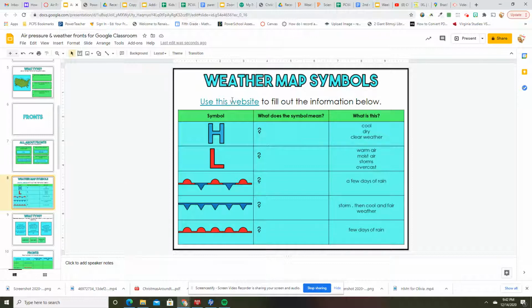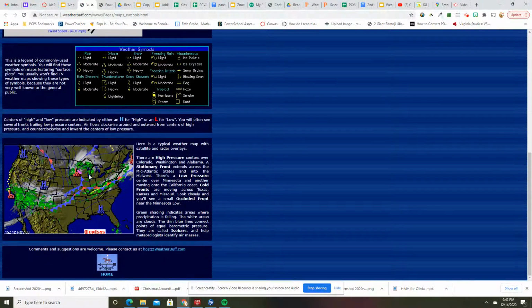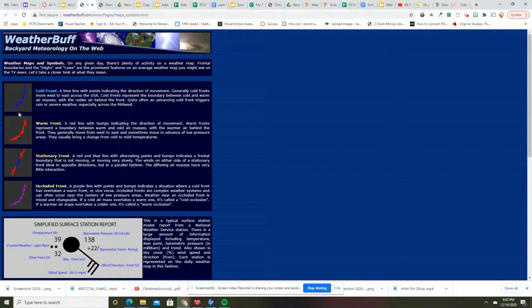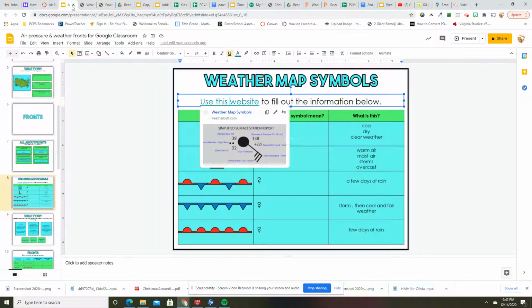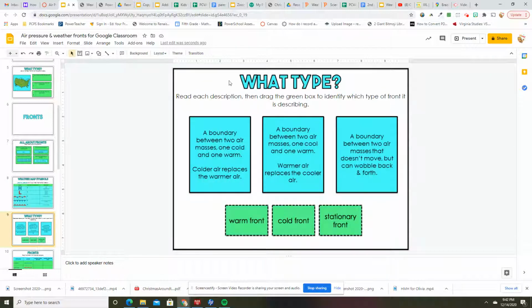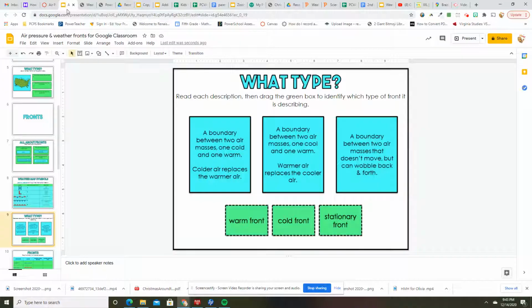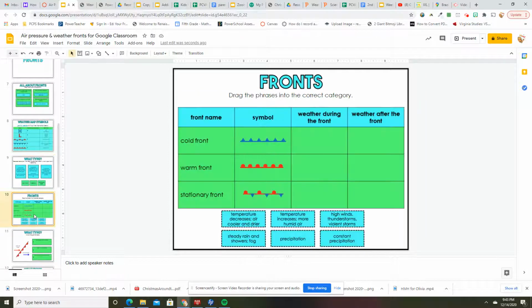All right, so you're going to go to this website, all right, and it gives you all this information about cold fronts, stationary fronts, okay? And then you're going to fill this part out, all right? So all you have to do is fill out the center. Read each description, and using what you've read right here, okay, and the knowledge you've already got, you can put these where they need to go about fronts. Same thing. Tell me what kind of weather is during the front, and then weather after the front.